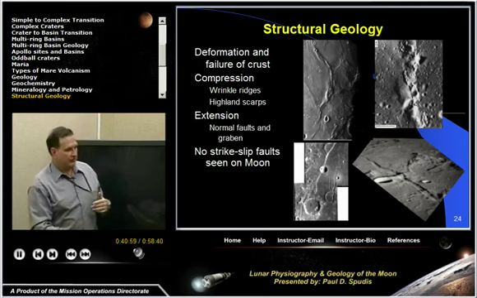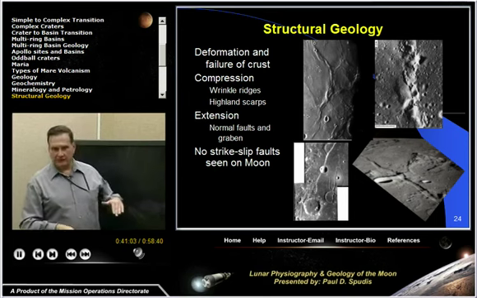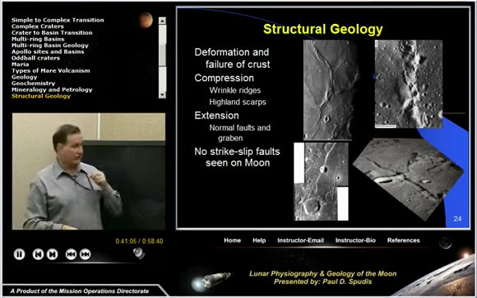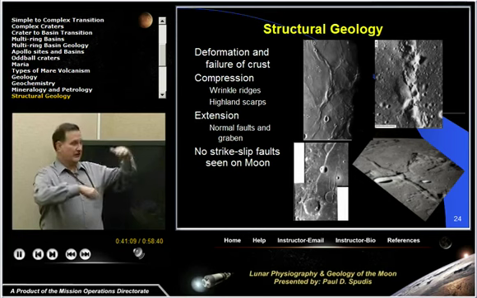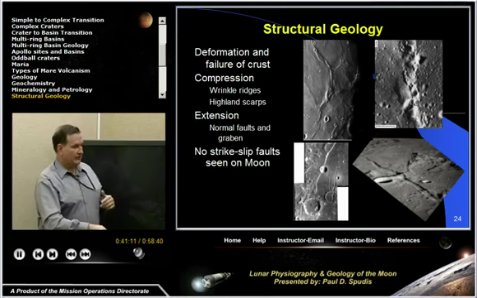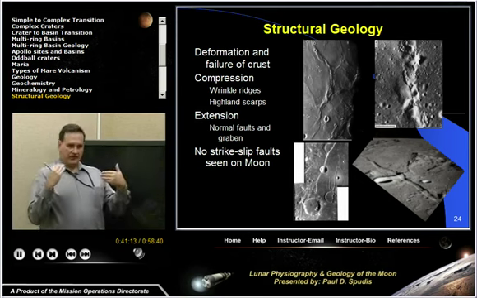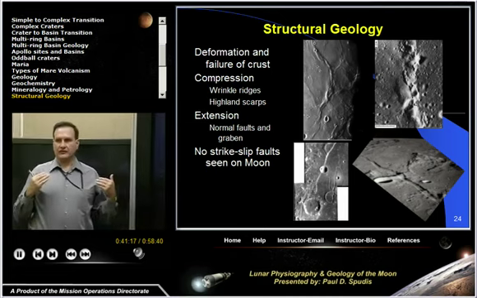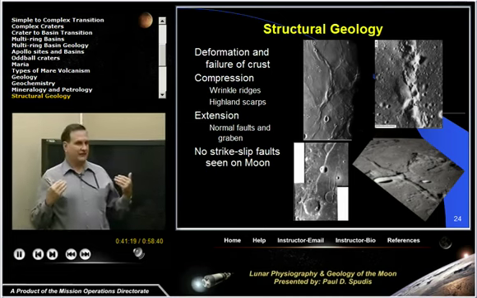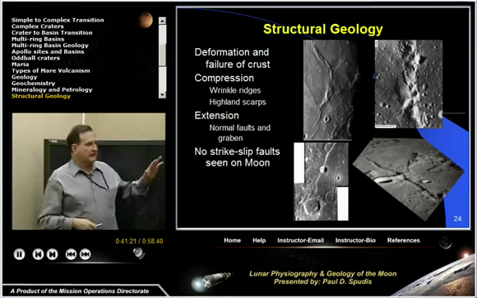This is a particularly beautiful example of one that crosses both Mare and highland boundaries, a down-dropped block. It's called a graben. It's a German term. Or you can have a single fault where you just have a high side and a low side, and that's this normal fault here in Mare Humorum. Strike slip, which is like the San Andreas in California, we do not see those kinds of faults on the moon. At least if they do occur, we don't know where they are.